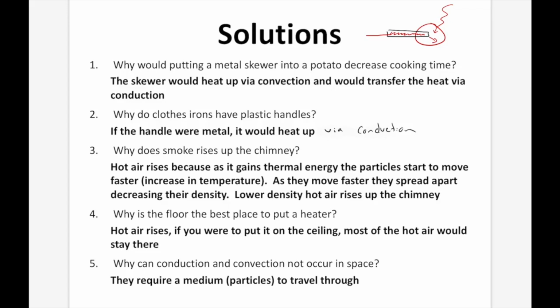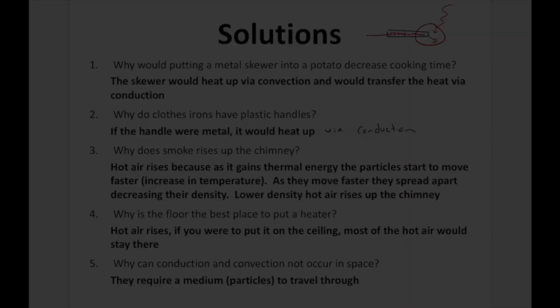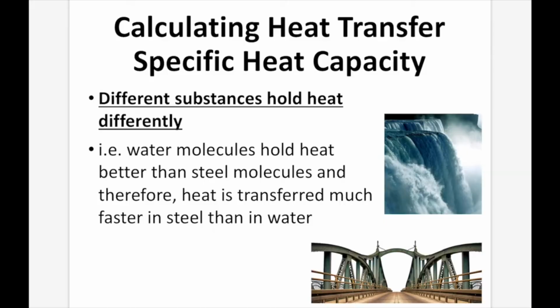Number 4, why is the floor the best place to put a heater? Well, that's because hot air rises, like we were just talking about. If we were to put it on the ceiling or in the attic of your house, like we were talking about before with the furnace, then most of the air would either stay there or be lost to the outside. And number 5, conduction and convection require a medium to travel through. Space does not have any particles or very, very few particles, so we require radiation to get heat from the sun to the Earth.